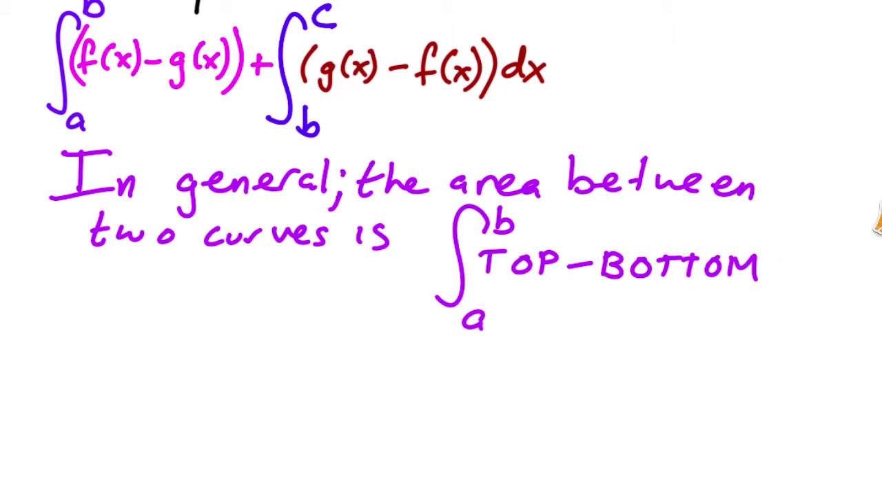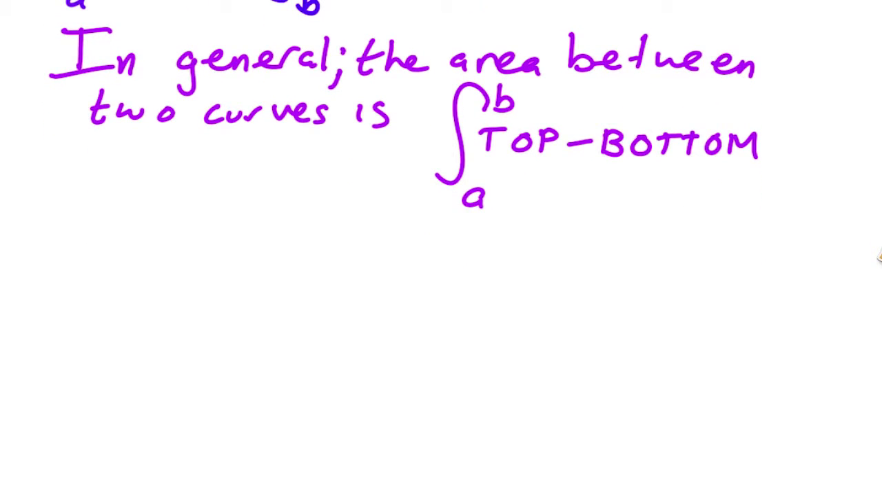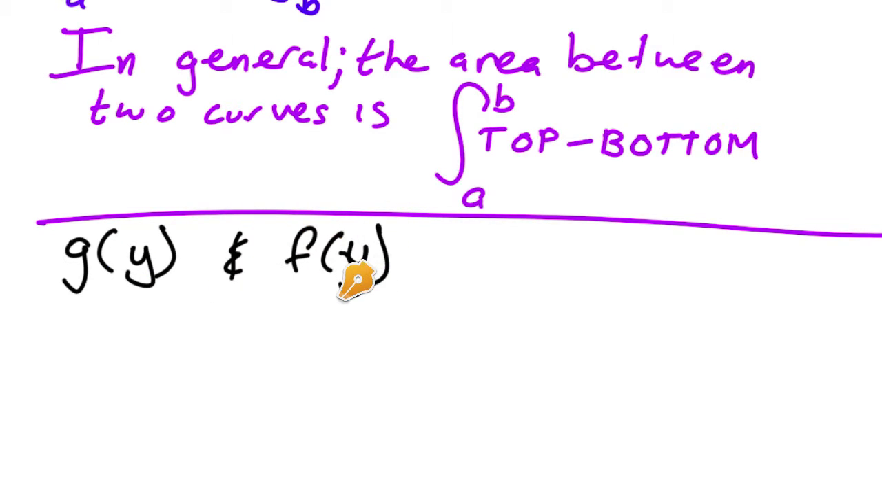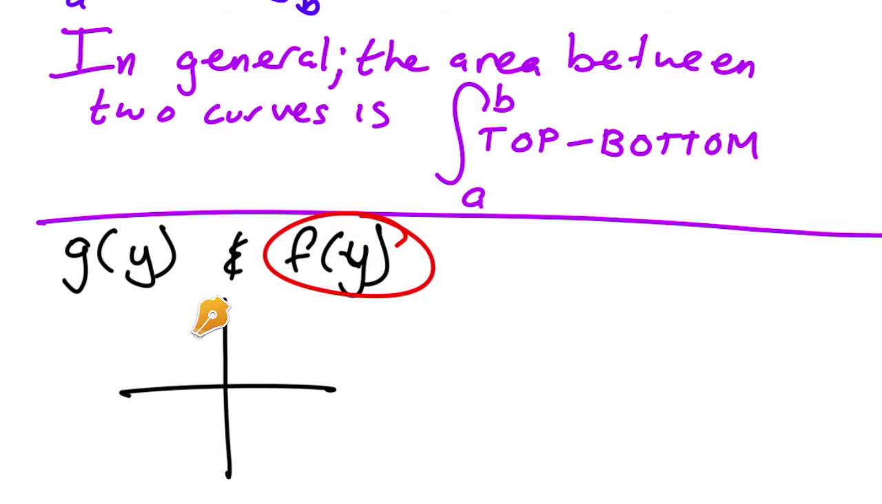Now, the other issue that you might have, and we're going to do some examples later, is that you can have a function of y. So for example, g of y and f of y. So you can have something that looks kind of like, let's say f of y, let's color it in red.